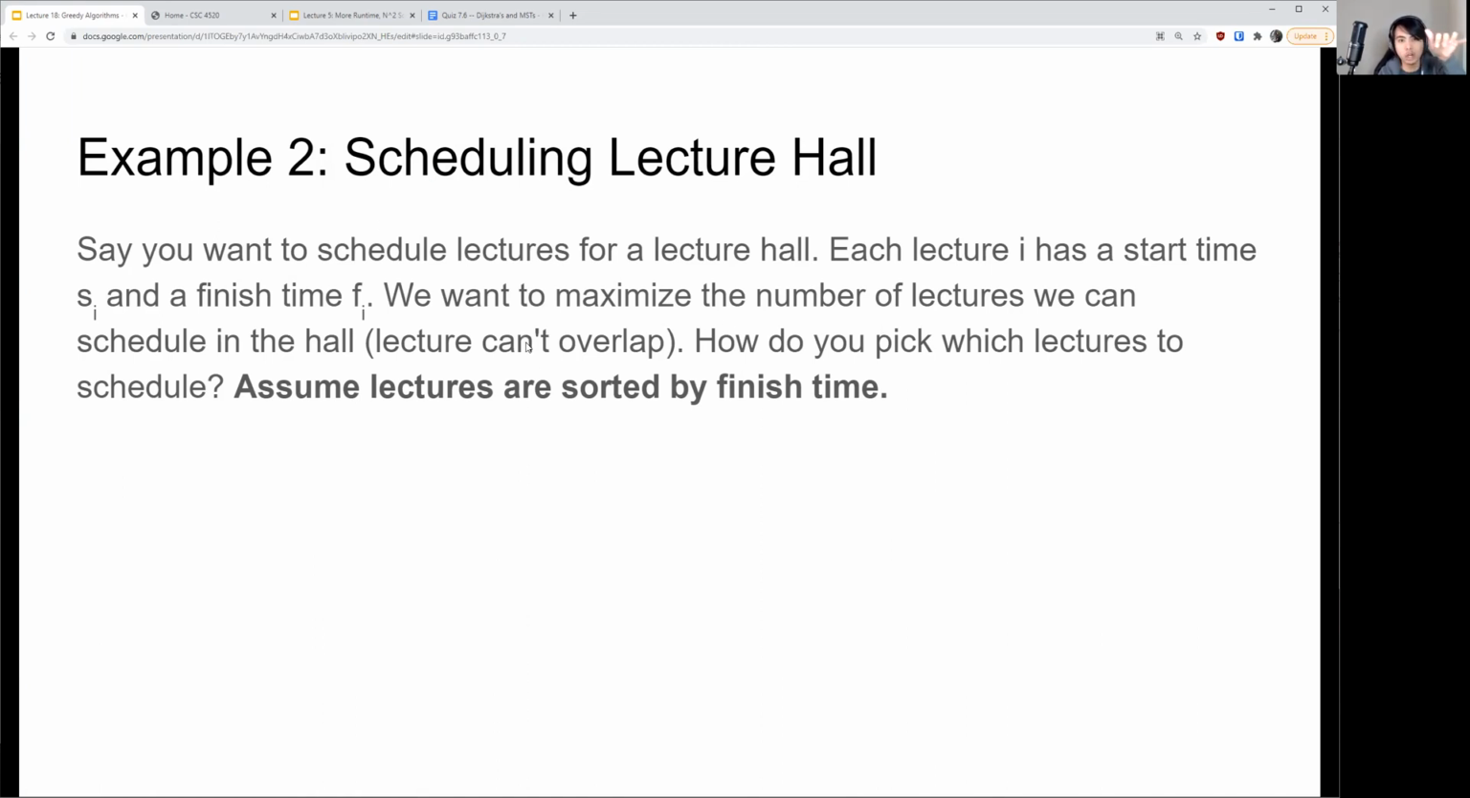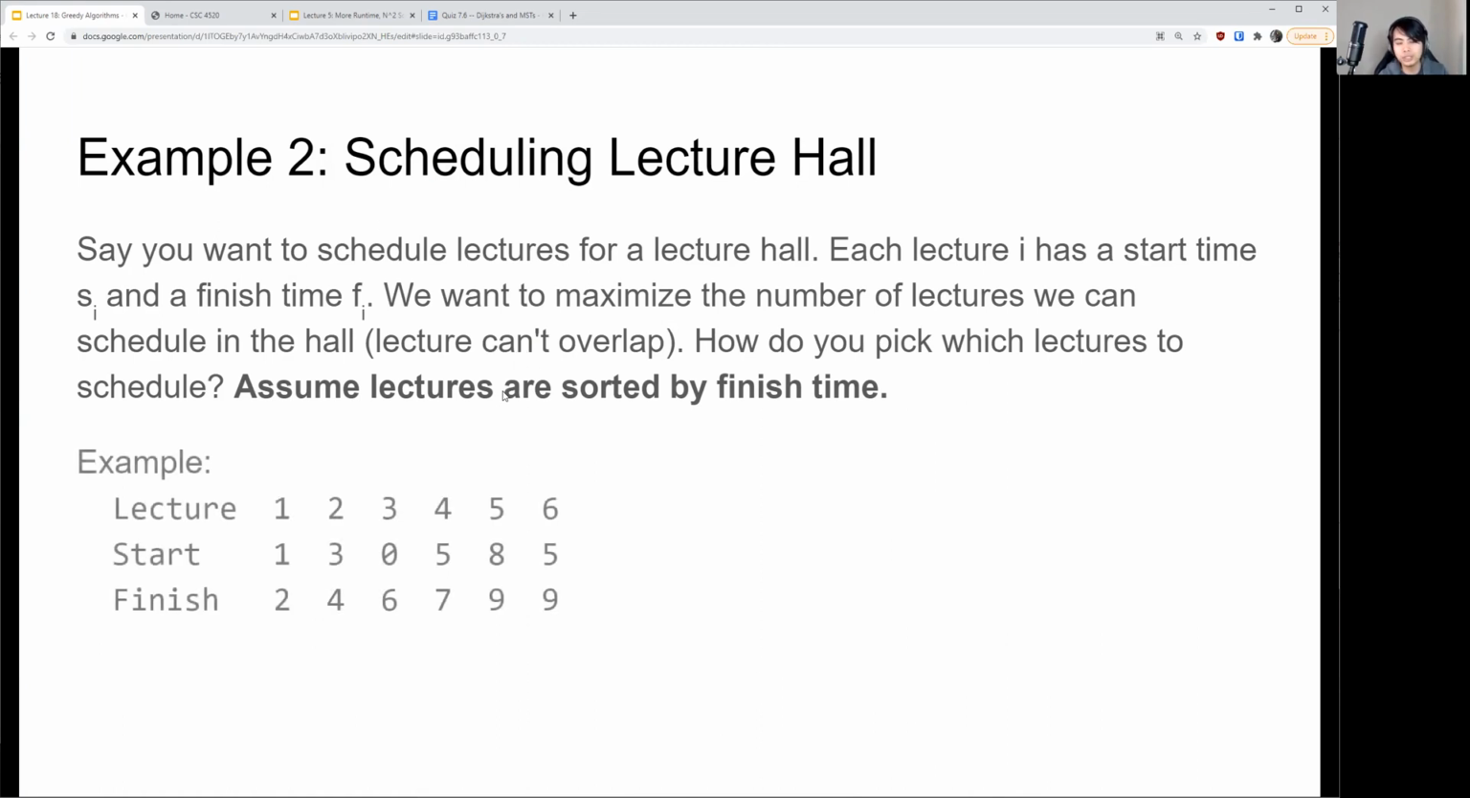You can't have a lecture start at 1 p.m., end at 3 p.m., and then have another lecture in the same hall that starts at 2 p.m., because then they would overlap. So you need to pick which lectures to schedule, and we assume that we get a list of lectures sorted by their finish time. So here's an example.